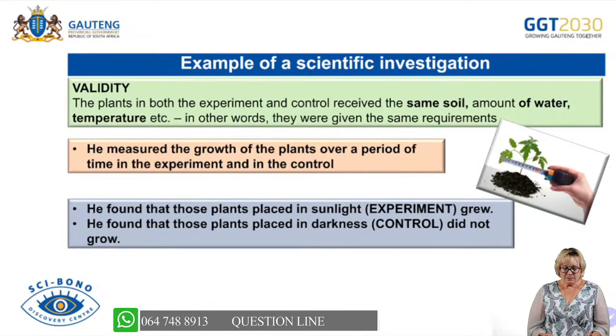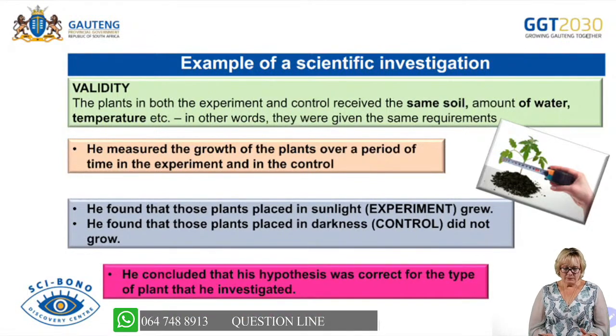He found that those plants placed in sunlight, remember that is now the experiment, the ones that were in the greenhouse, grew. He found that those plants placed in darkness, the control, did not grow. All right, so that was basically what this guy saw. Now he gets to a conclusion. He concluded that his hypothesis was correct for the type of plant that he has investigated. All right, so this is just a typical example of a scientific investigation, put very simply.